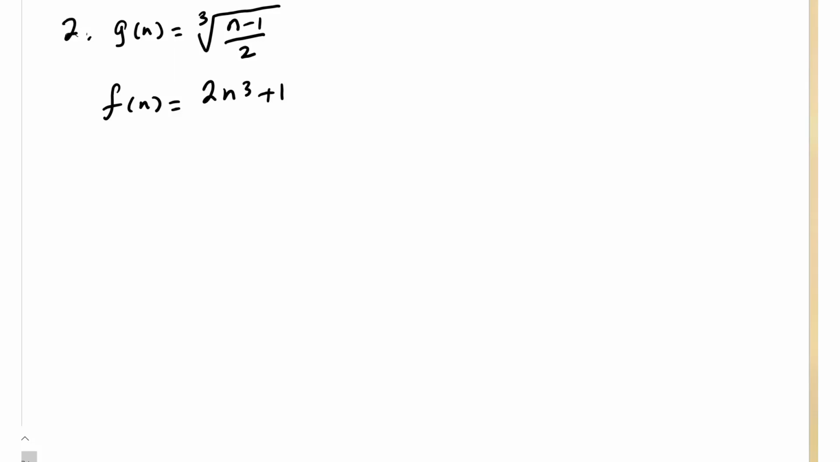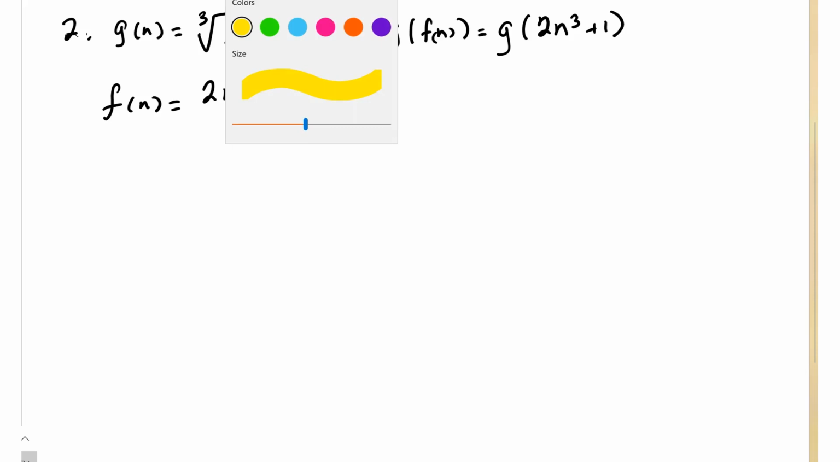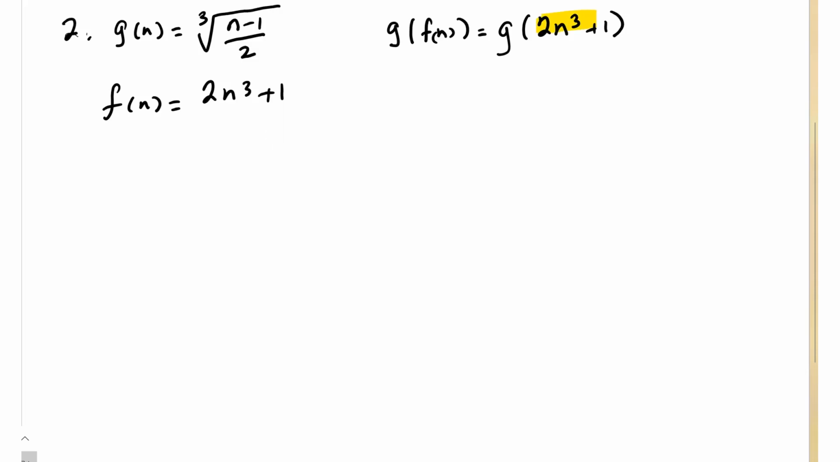We're going to verify that these two are inverse functions of one another. So we have g of f of n first. So we have g, and we have 2n cubed plus 1. So we notice that this will be the input.